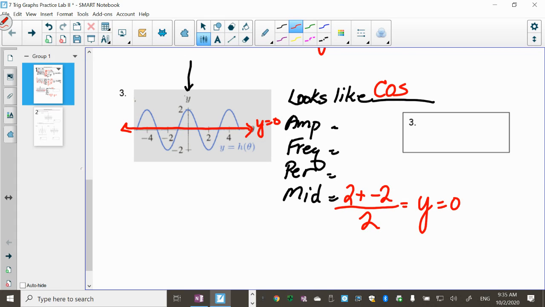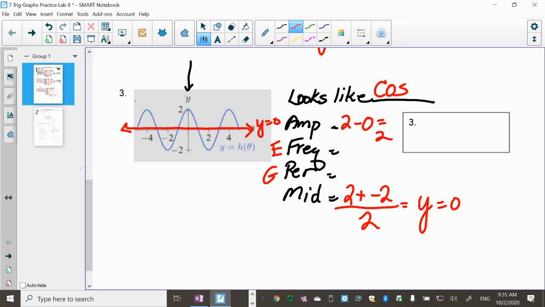My amplitude is high minus my midline, or 2. Now, I'm going to tell you, you need to show me this. If you do this every time, this is not hard, okay? Because I'm going to shift things all over the place. So there's that. My period, because it's a graph. That's the frequency in the equation.